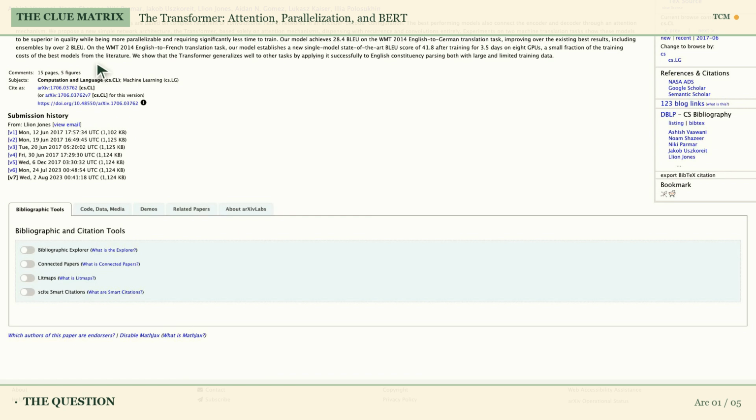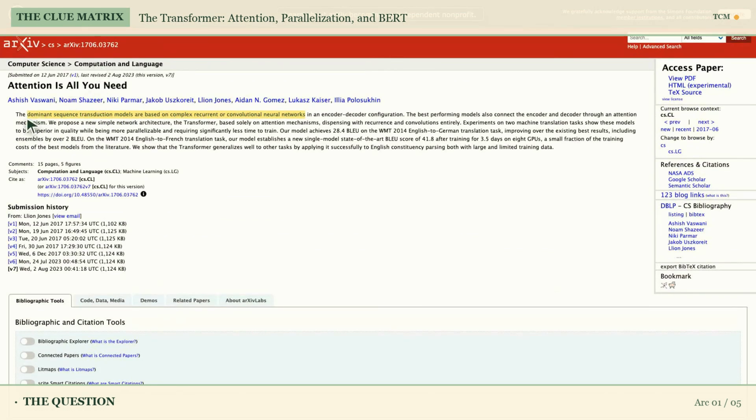Before 2017, the status quo for tasks like language translation were these complex architectures. The authors note, the dominant sequence transduction models are based on complex recurrent or convolutional neural networks. And recurrent means processing things one step after another, right? Like reading a sentence word by word, which can be slow.